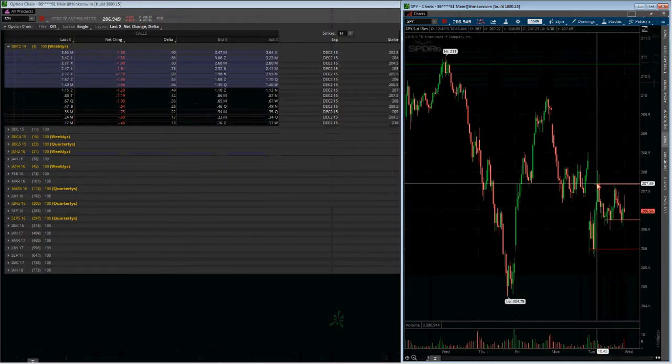And somebody tell me that if my target sell price, my target point on the stock itself was 207.68, what would my expected sell price be for the 207.50 call at the time that it hit 207.68? Anybody, anybody?